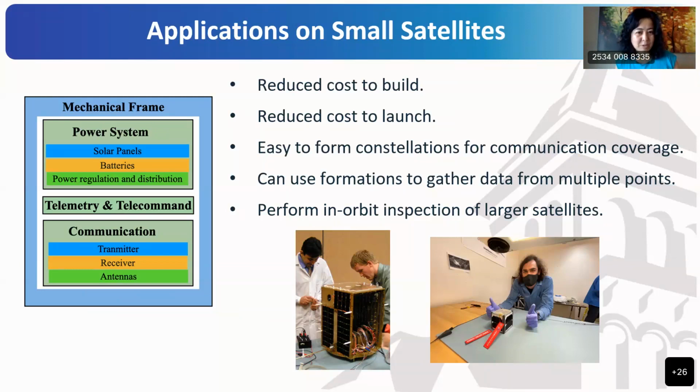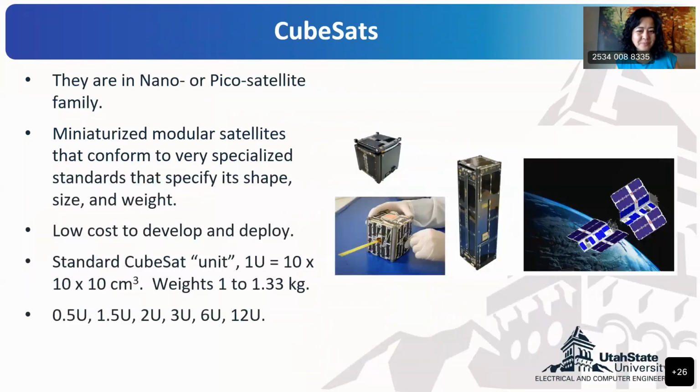So next page, please. Okay, so I've been talking about small satellites and CubeSats. Let's give a quick overview of what they are. CubeSats are in the nano or picosatellite family. Satellites are filed or put in categories in terms of their weight. So CubeSats are among the smallest weights. So they're in the nano or picosatellite family.